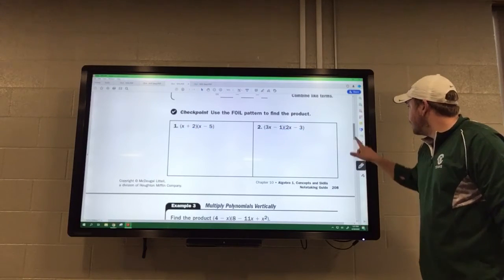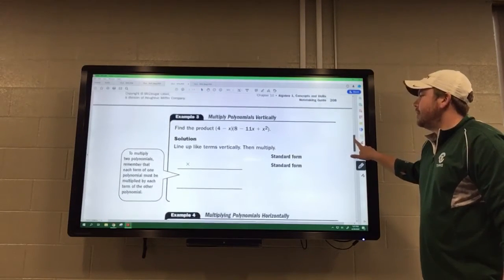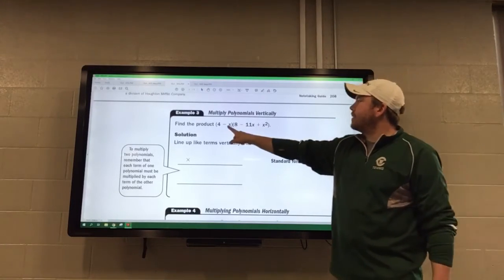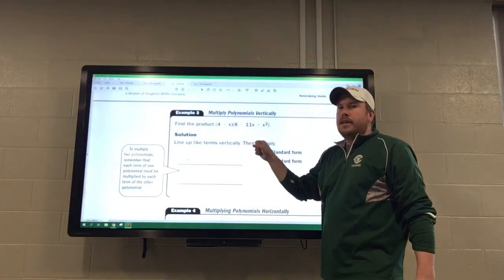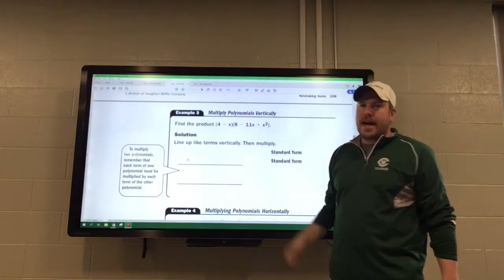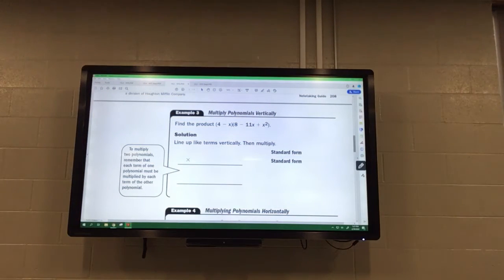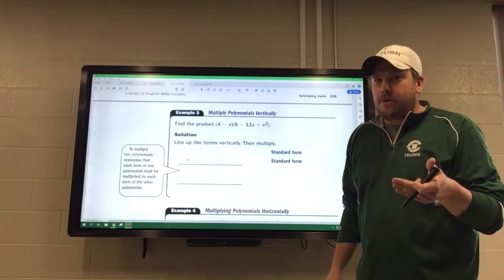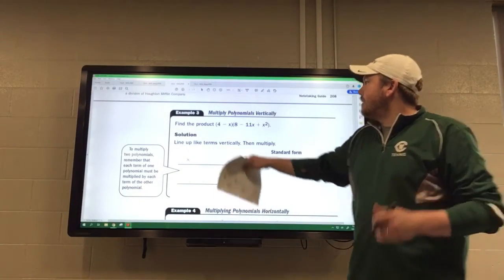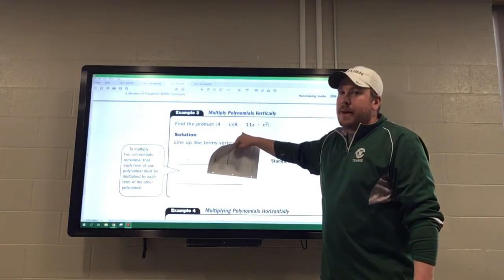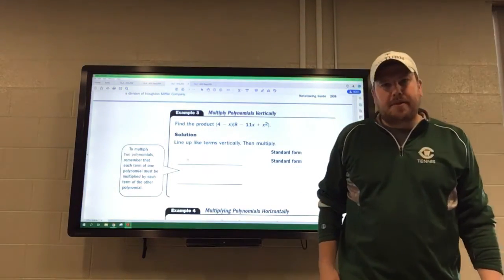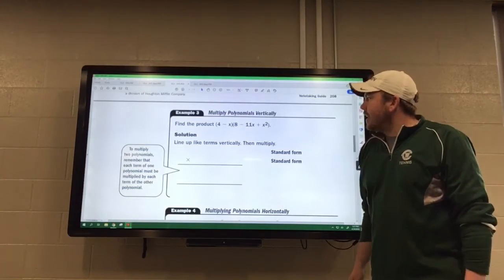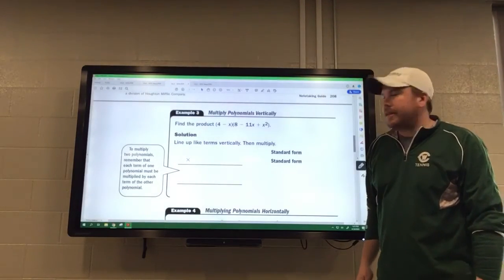So next, what we're going to do is we are going to multiply. In this case, we have a binomial, and we're going to multiply it by a trinomial. Now again, that FOIL method only works if we're multiplying a binomial by a binomial. All right? So in this case, when we're multiplying a binomial by a trinomial, we can't use the FOIL method. What we're going to use instead is just the distributive property, basically.